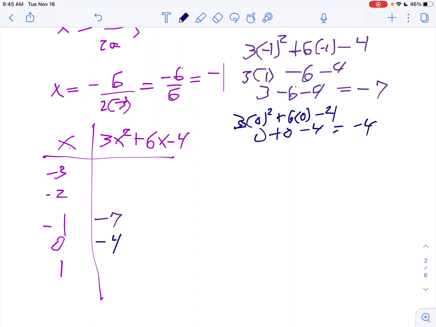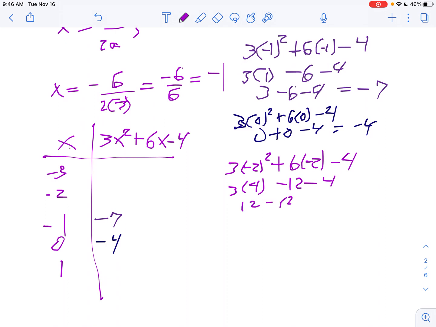Let's put in negative 2 for x and see what happens there. So I'm going to have 3 times negative 2 squared plus 6 times negative 2 minus 4. So negative 2 squared is positive 4, and 6 times negative 2 is negative 12. 3 times 4 is 12. So 12 minus 12 minus 4. Well, 12 minus 12 cancels, doesn't it? So I get negative 4 for an answer.